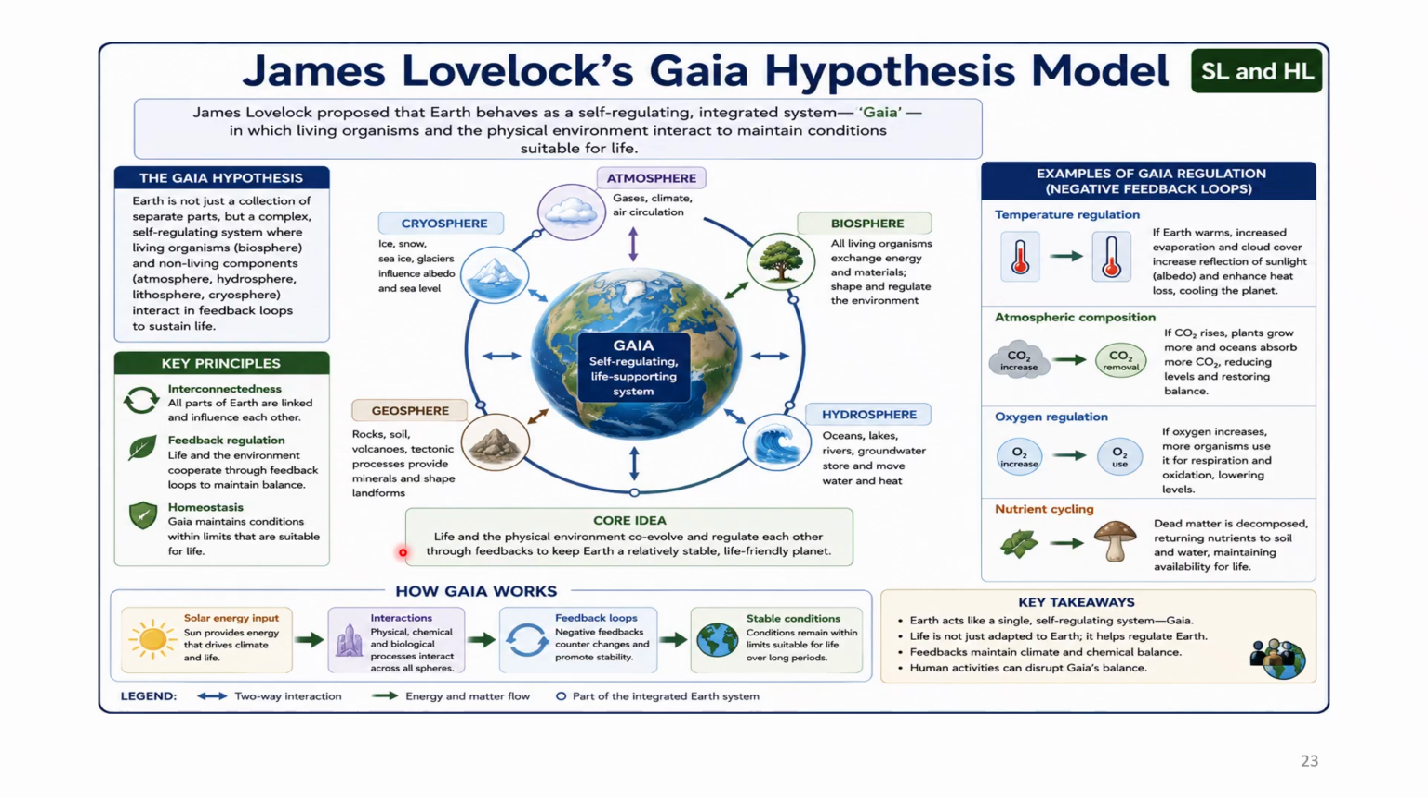According to the Gaia hypothesis, life does not merely adapt to environmental conditions, it also helps regulate them. However, human activities such as deforestation and fossil fuel combustion can disrupt these feedback mechanisms. The central idea is that Earth's spheres operate as an integrated system, where feedbacks help maintain a relatively stable and life-supporting environment over long periods.